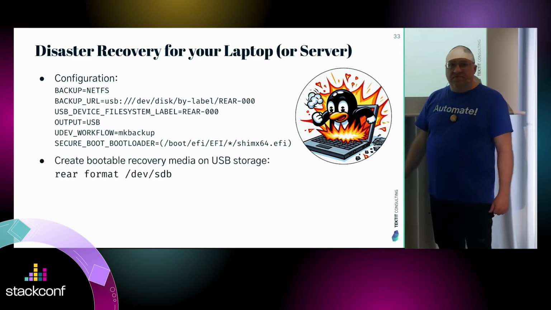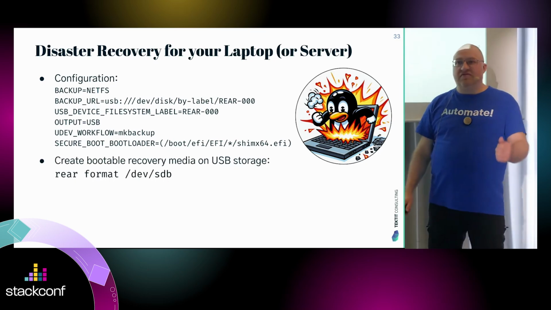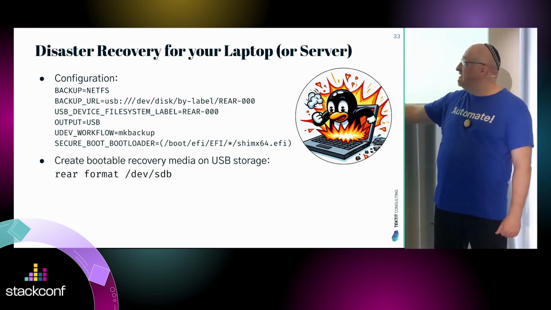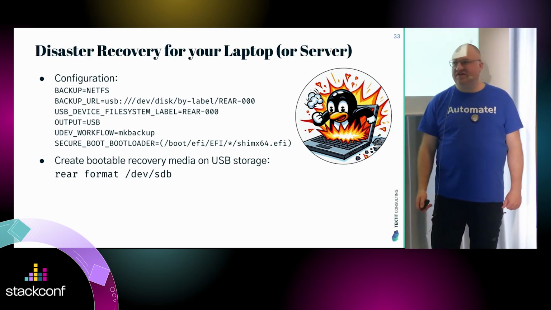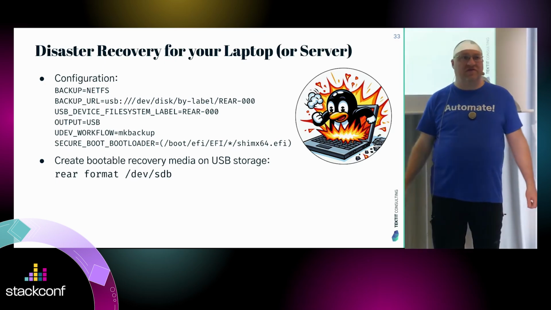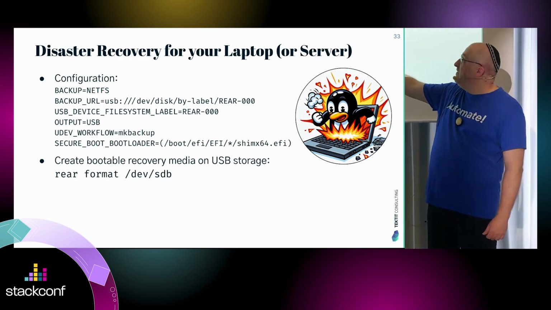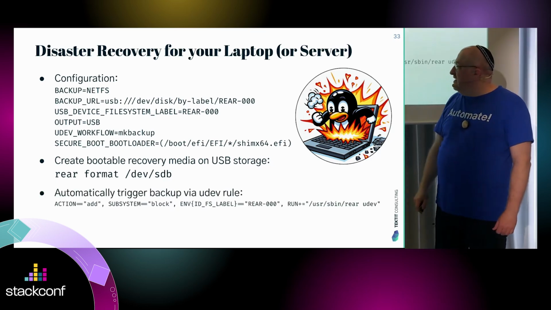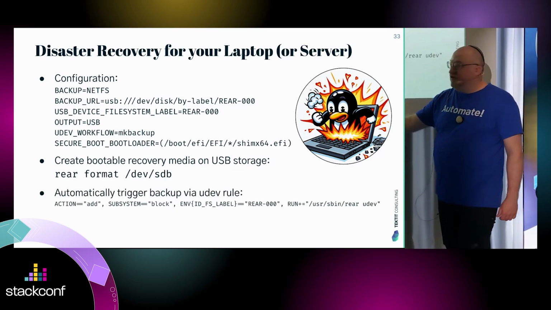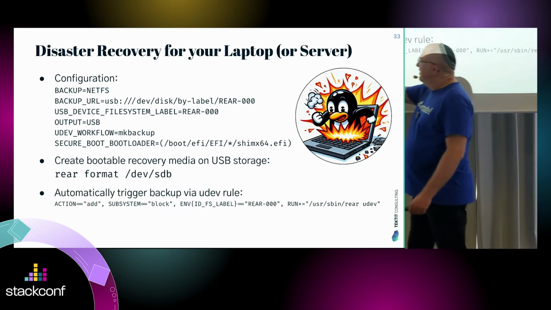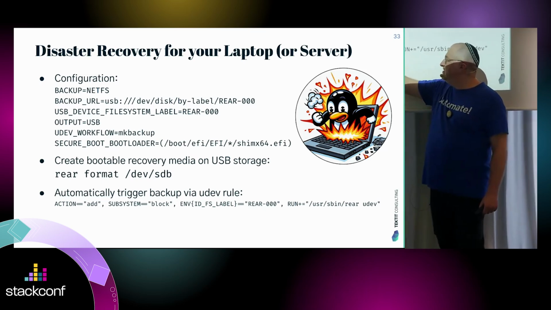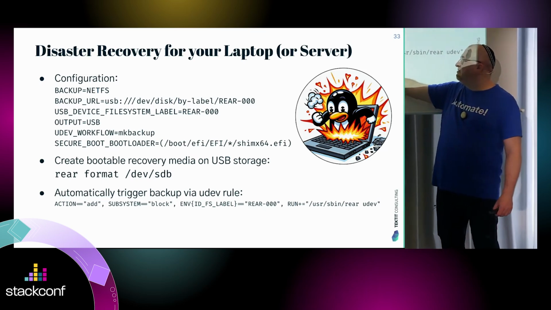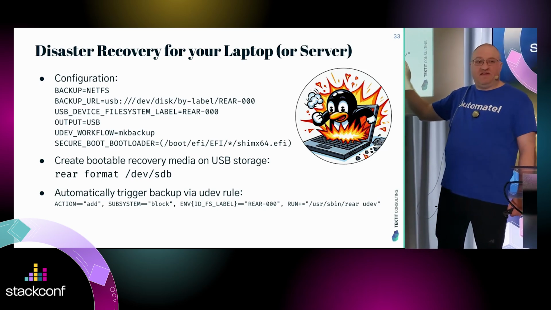So what you do is you plug in some removable storage. Let's say it's on SDB, and run RIA format dev SDB. RIA will partition, create a file system, and format that removable storage with a file system that has this label. Then you add a UDEV rule that looks like this. So when we add a block device that has an FS label called RIA-000, then run user sbin RIA UDEV.